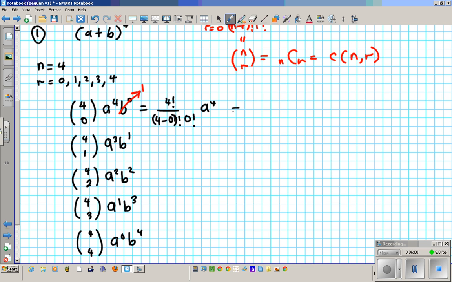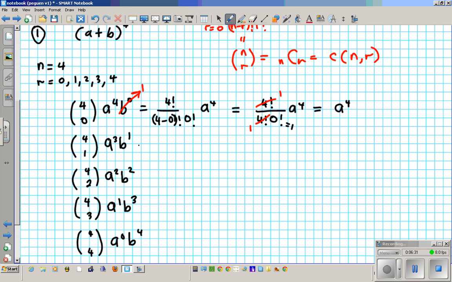So this becomes 4 factorial over 4 factorial times 0 factorial times a to the 4th. 4 factorial goes into itself. Please put the 1 here so you don't lose it. And then 4 goes into this one time. 0 factorial is 1 by definition. We went over that before. That's equal to 1. So when I multiply this and this, it basically becomes a to the 4th. So there goes your first term.